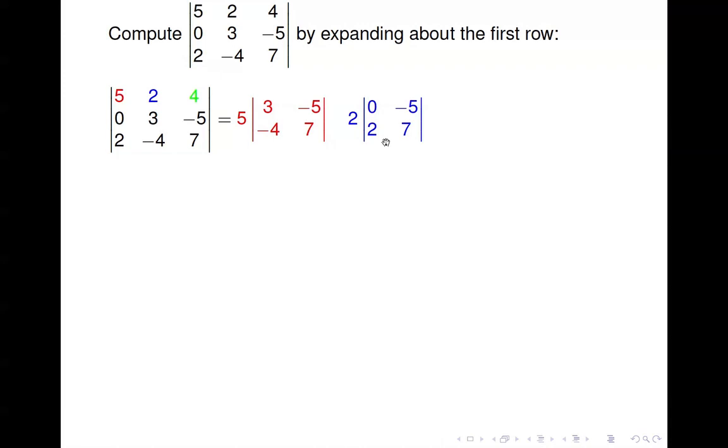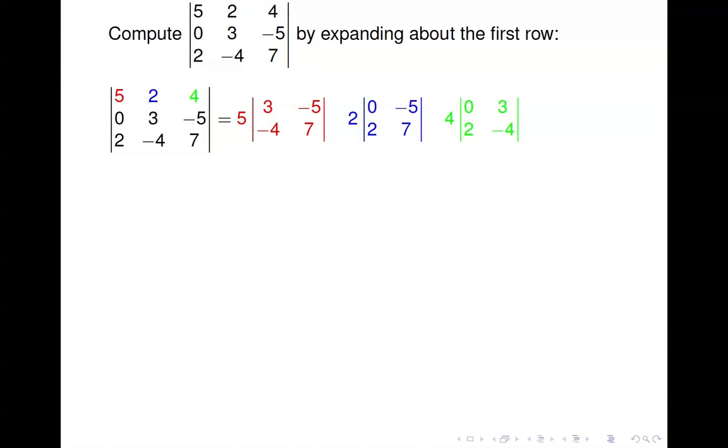Then we continue moving across the first row. We've got a 4, and we multiply 4 by the matrix you get if you eliminate the first row and the third column, the row and the column containing the 4. So you're left with this little 2 by 2 here, 0, 3, 2, negative 4, and that's what we have here. Now notice I haven't combined these terms at all. I've just written them out here.